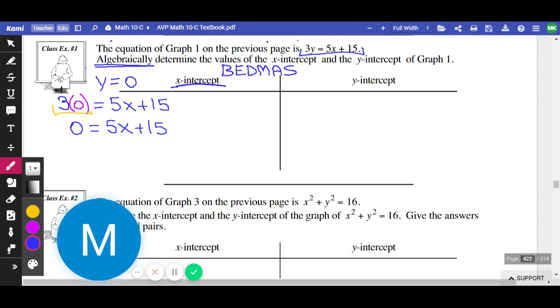If I'm looking at this, I would ask, are there any subtractions that I need to move? There's no subtractions. Then I ask, are there any additions next to my x that I need to move? There is, I have a plus 15. So I need to move the plus 15 to the other side first. We move it by using opposite operations. So instead of plus 15, I'm going to subtract 15.